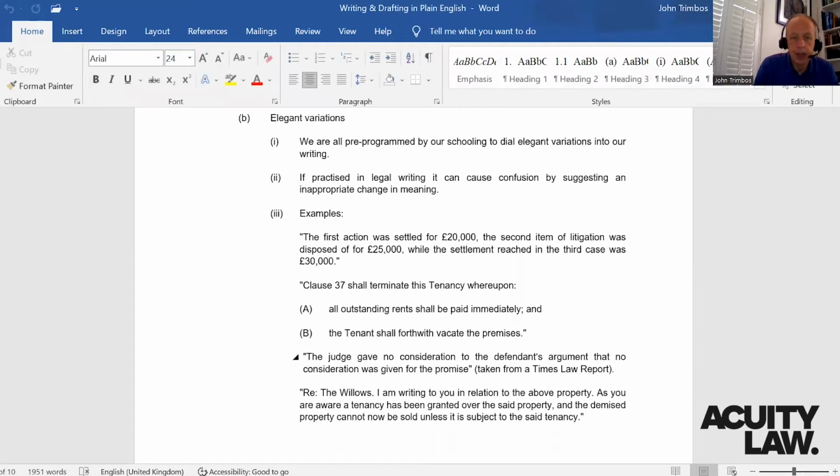Now, elegant variations of language. These are drummed into us at school. I bet you can remember a school teacher saying something like, don't use the same word over and over again. It's really boring. It's monotonous. Try and use lots of different language in your writing to make it interesting.